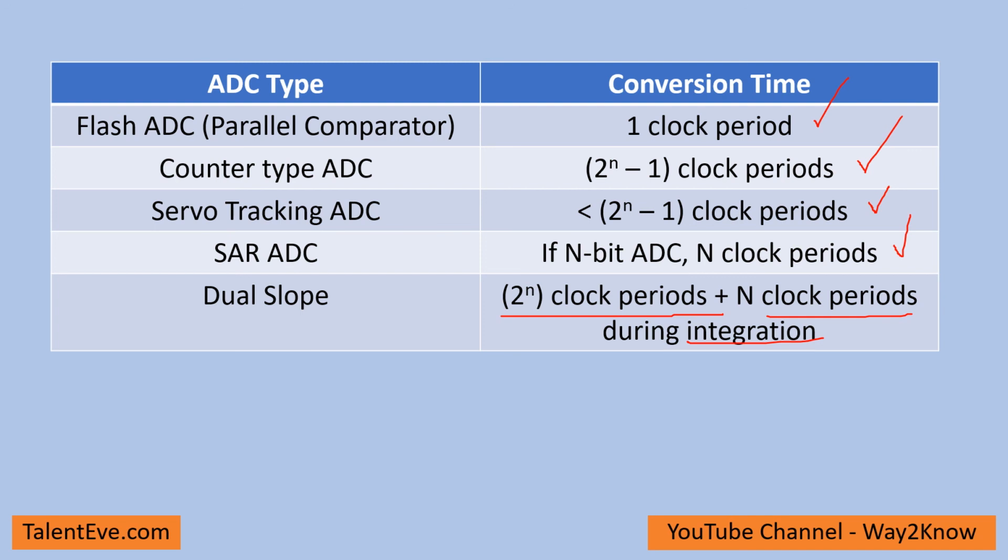So we can say of all these, flash is the fastest, but it is the costliest one, and also hardware intensive. Successive approximation type is a medium level ADC, and it is mostly used in industrial applications. So successive approximation type ADC and dual slope are what you see in most of the industrial applications.